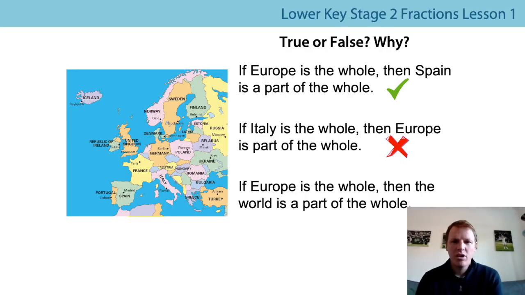Okay, so the third sentence is false as well. If Europe is the whole, then the world is a part of the whole. Now, this is a tricky one. These are all countries of the world, but the map of the world would be a lot bigger, so that sentence is not correct.